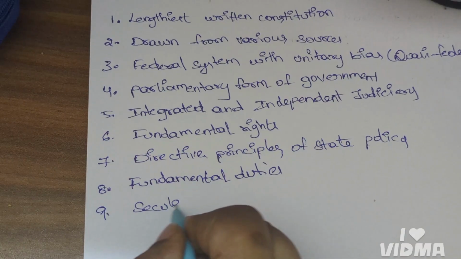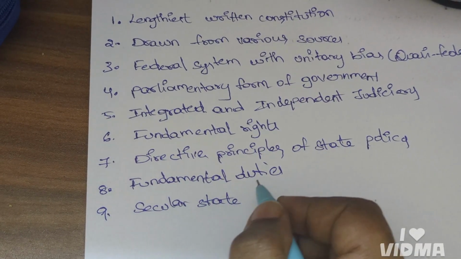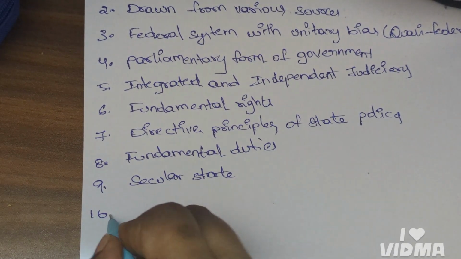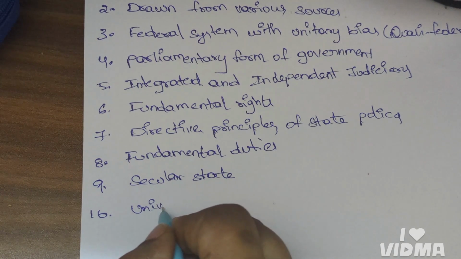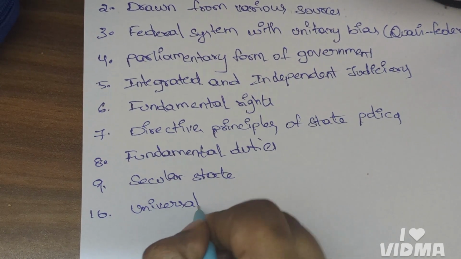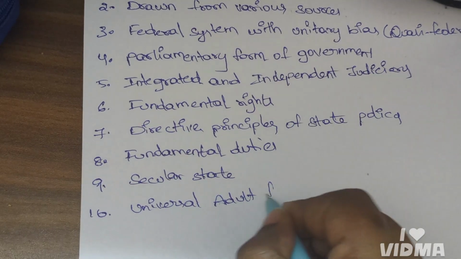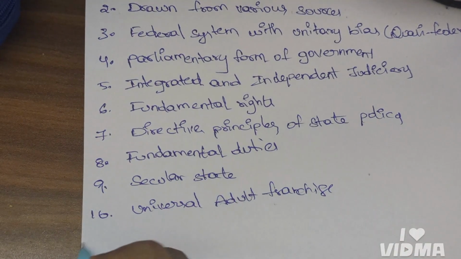Next is a secular state. India has no state religion. The state treats all religions equally, and freedom of religion is guaranteed, but religion cannot override constitutional values. Next is universal adult franchise. Every citizen above 18 years has the right to vote, regardless of caste, religion, gender, education, and property. This shows a deep commitment to democracy.